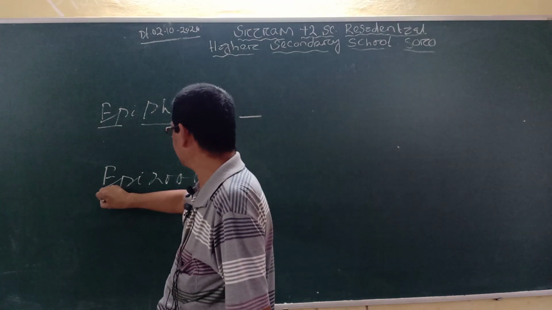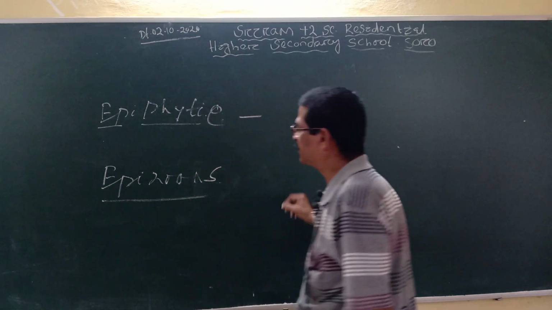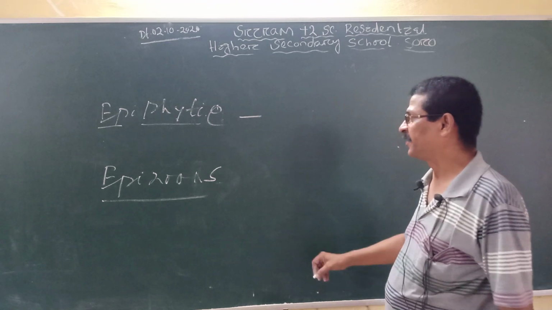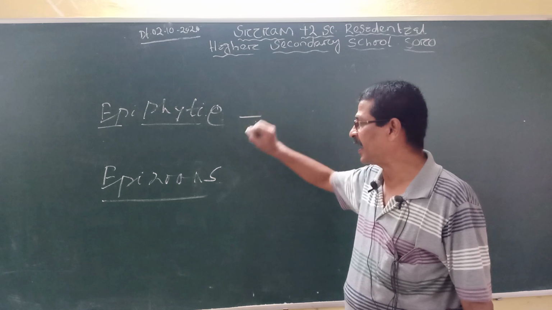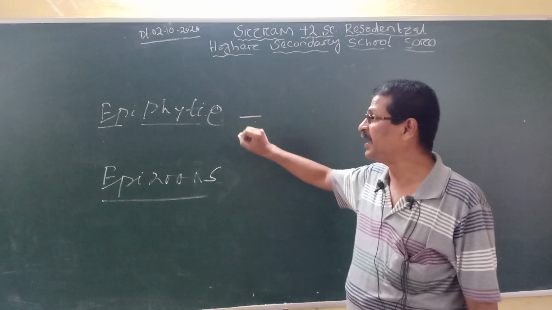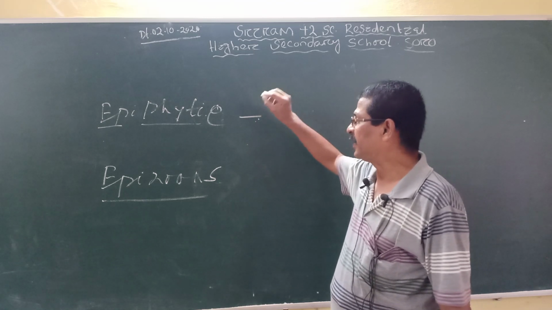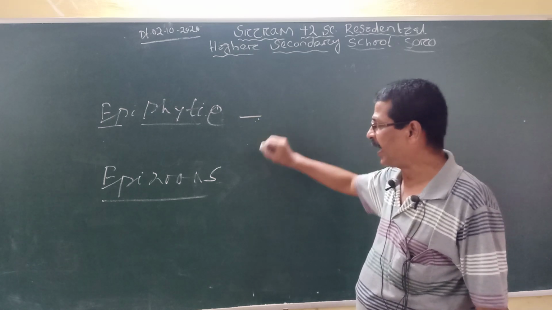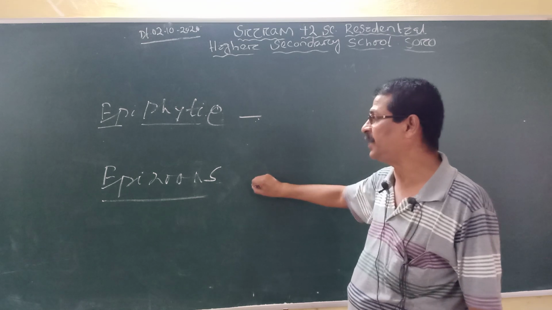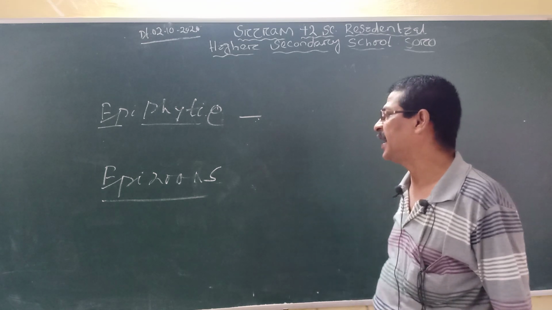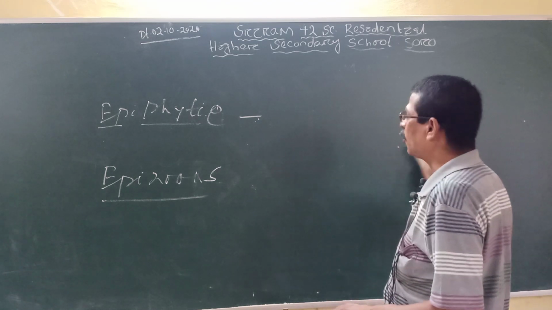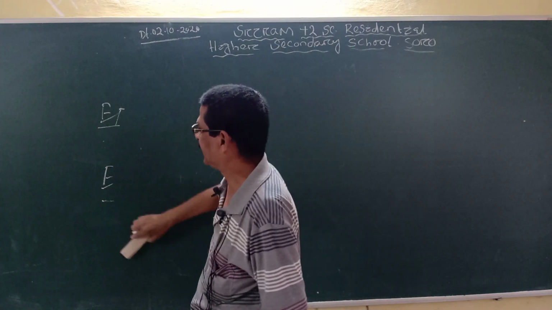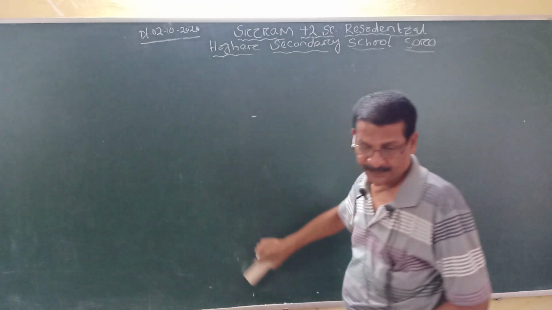Similarly, epizoic animals are those animals which are attached to the outer surface of the animal's body. Epiphytic means animals attached to the upper surface of the plant body, and epizoic means animals attached to the upper surface of the animal's body. So this is all about epizoic and epiphytic. Clear?